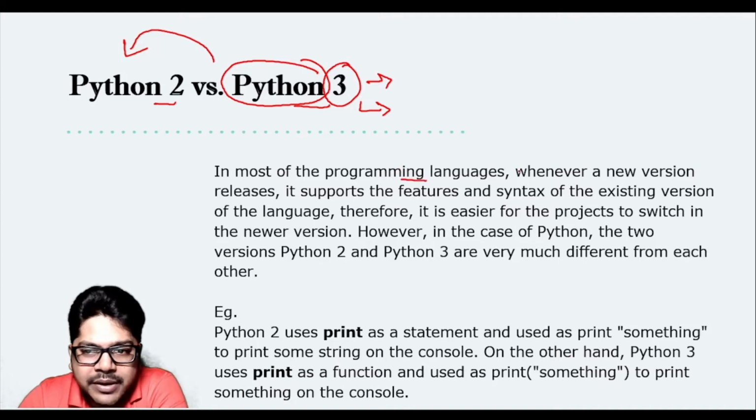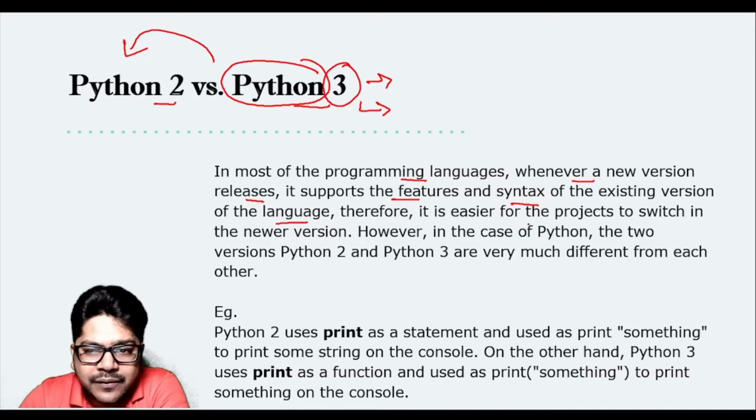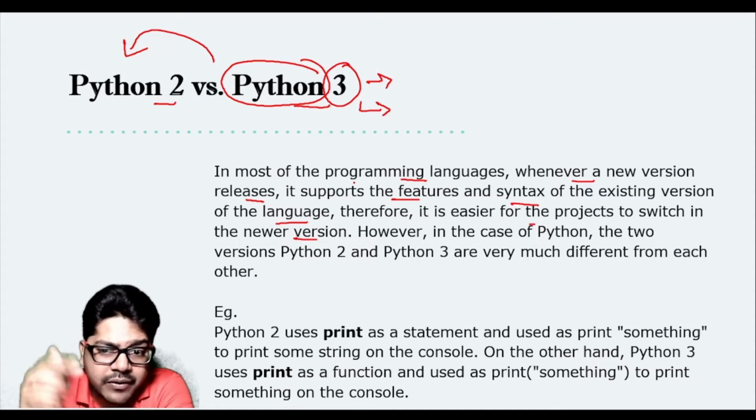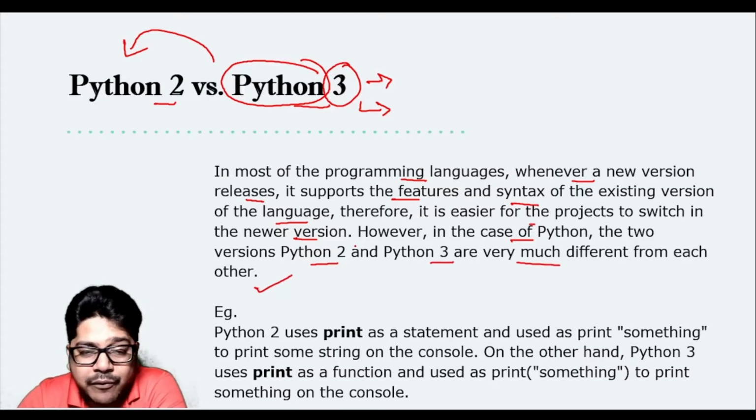In most programming languages, whenever a new version releases, it supports the features and syntax of the existing version of the language. It always supports the previous things also. Therefore it is easier for a project to switch to the newer version, as you make minimal changes and your application will still work. However, in the case of Python, the two versions, Python 2 and Python 3, are very much different from each other.